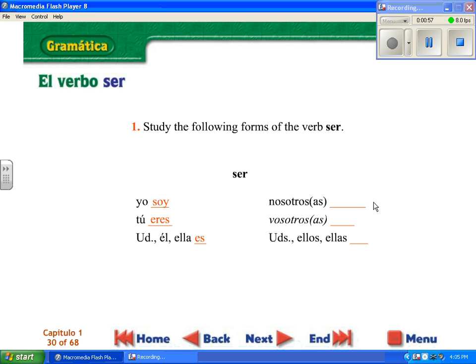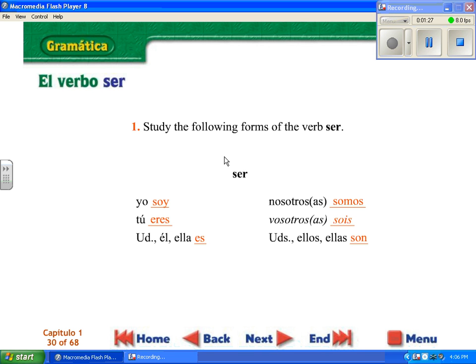Let's practice all of the plural forms of the verb ser, the ones that refer to more than one person. Please repeat after me. Nosotros somos. Vosotros sois. Ustedes son. Ellos, ellas son.